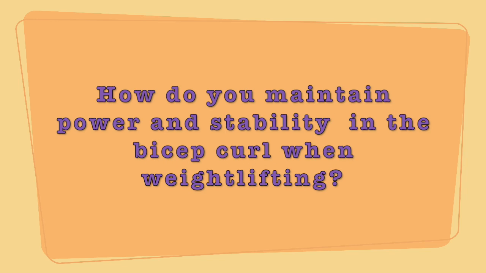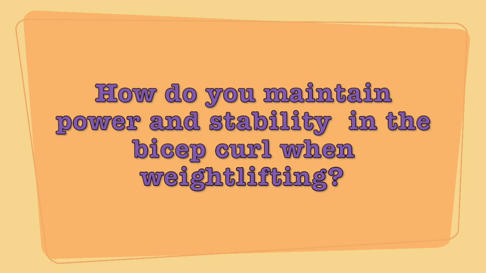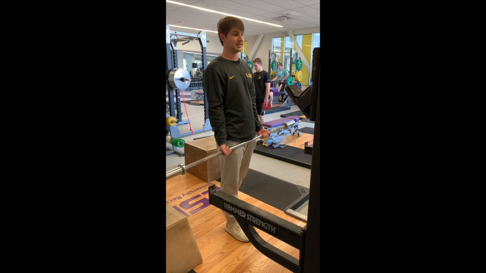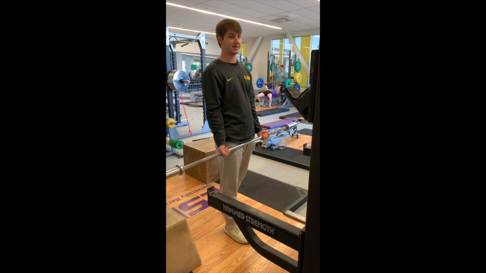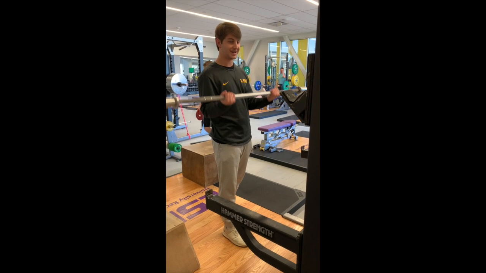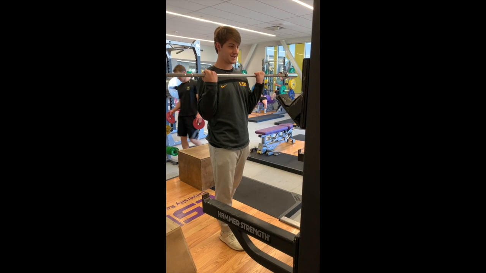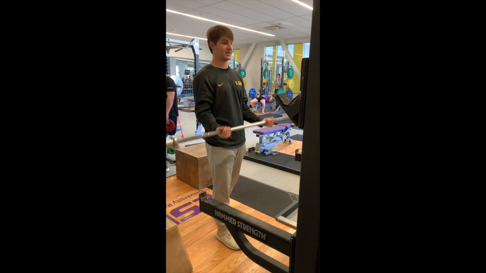How do you maintain power and stability in the bicep curl when weightlifting? Here, you can see the correct form of a bicep curl. There is only movement caused by the elbow flexion of the arm, stimulating bicep shortening and tricep lengthening.